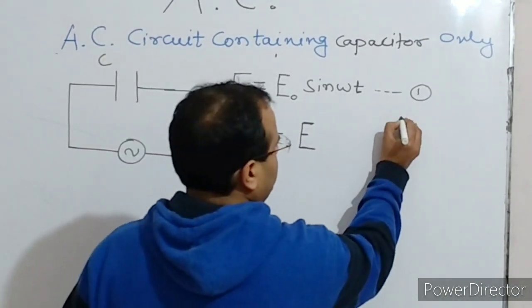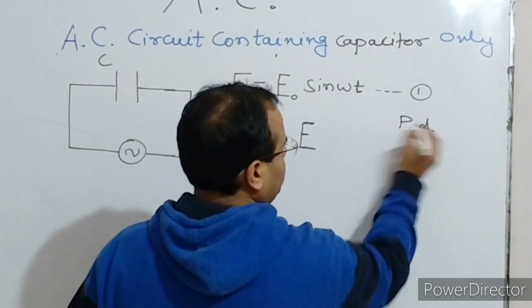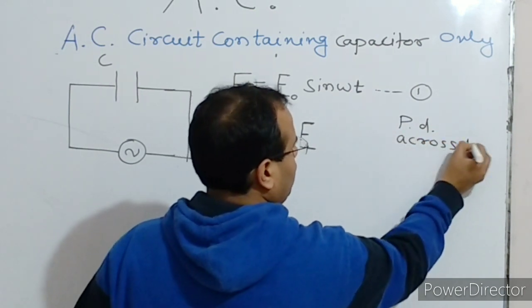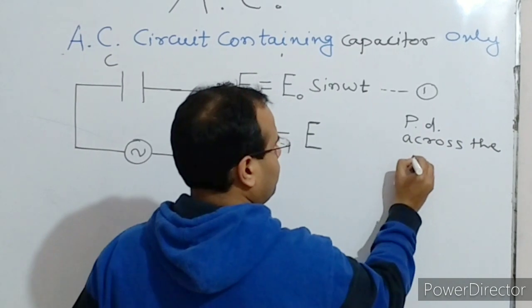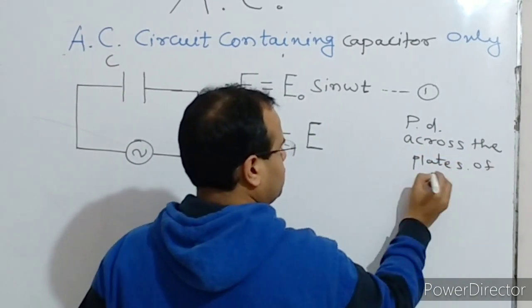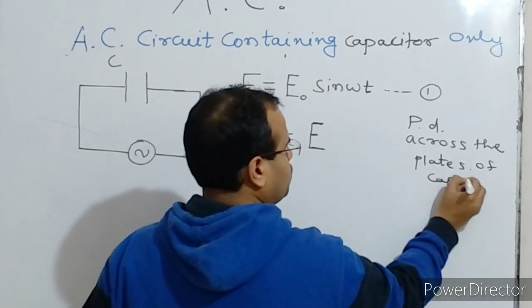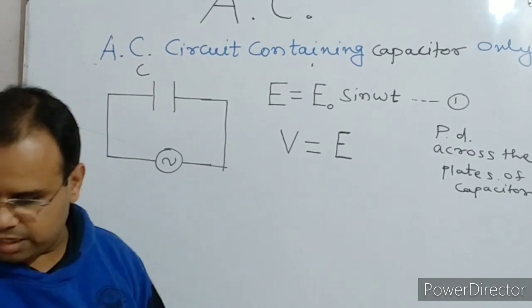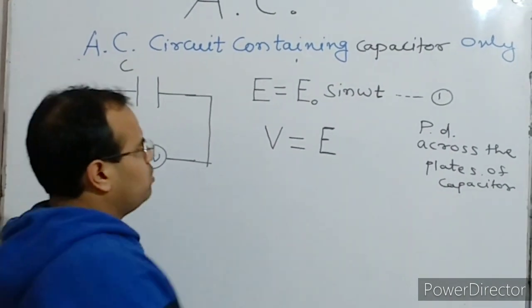So that's why we can write that V is equal to E for the capacitor, where V is the potential difference across the plates of the capacitor, and E is the applied alternating EMF.